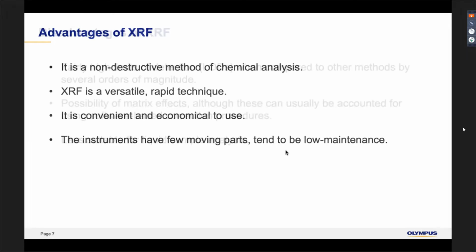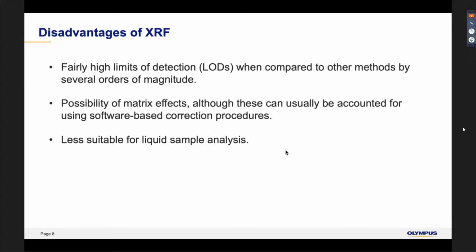Some of the disadvantages of XRF: it has fairly high limits of detection when compared to other destructive methods. What I mean by that is for XRF, we're pretty much looking at the ppm level, or even very low ppm level, like maybe even 1 to 2 ppm.